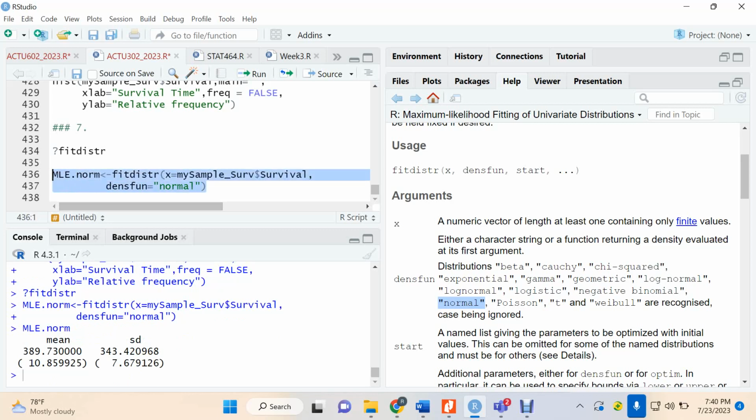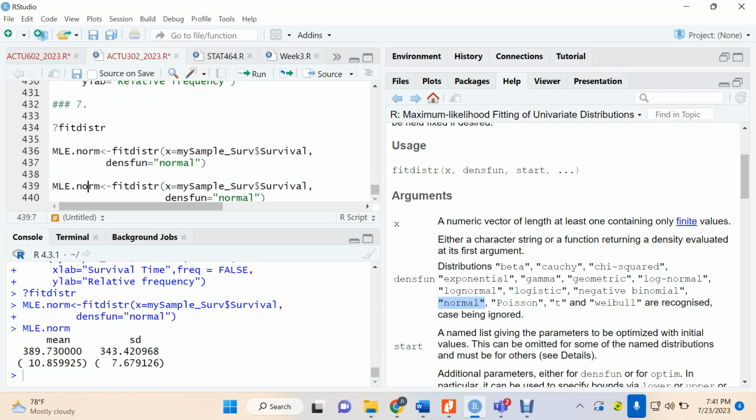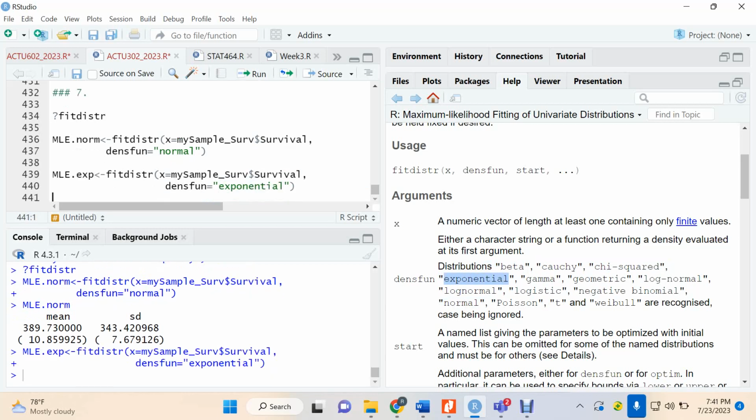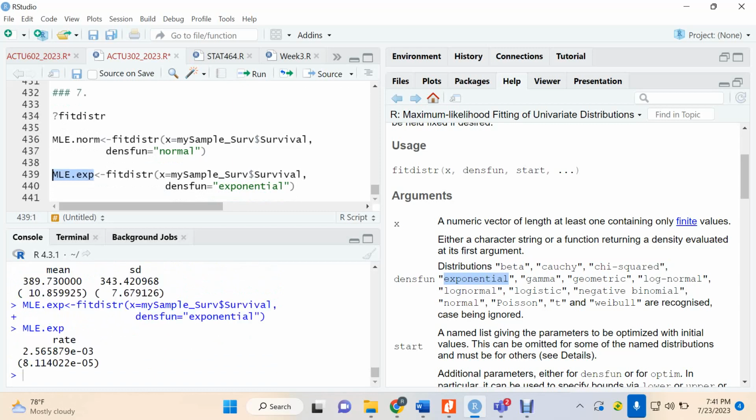I do the same thing, but now I have to use exponential. So I change this to what? ESP. And then here it will be what? Exponential. So I come here and I copy the exponential distribution and paste it here. Okay, all right. Then I do this. It also gives me the rate. Okay, so that's the first part.